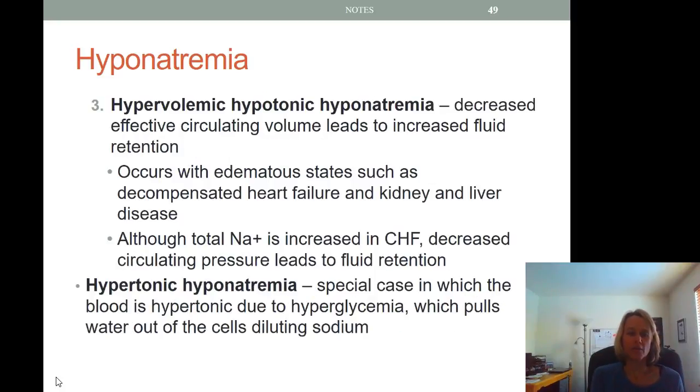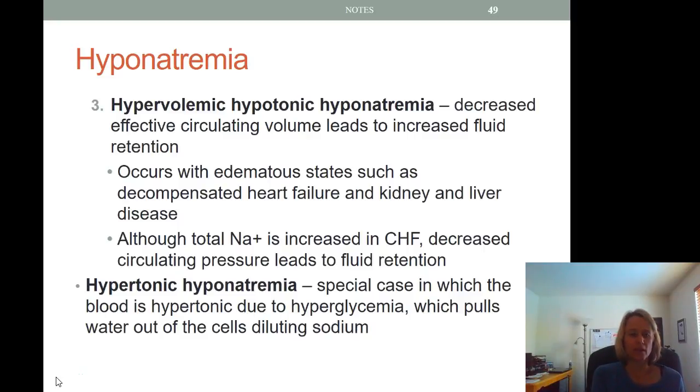Next, we have hypervolemic, hypotonic hyponatremia. This is where we have decreased effective circulating volume that leads to increased fluid retention. So we have a hypervolemia, but that extra fluid is causing the blood to be hypotonic and causing hyponatremia. This occurs with conditions such as decompensated heart failure and kidney and liver failure. So although total sodium is increased in congestive heart failure, the decreased circulating pressure leads to fluid retention.